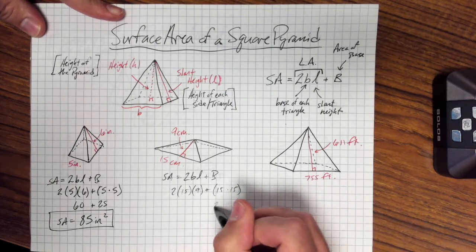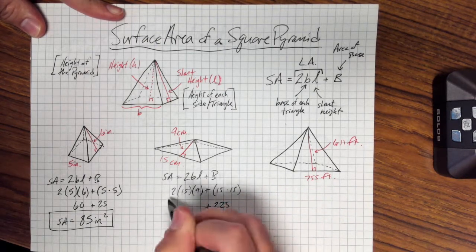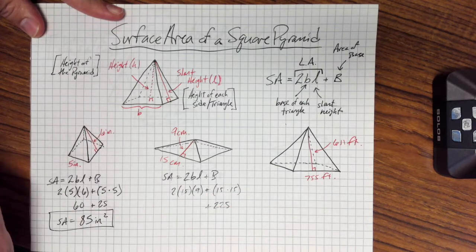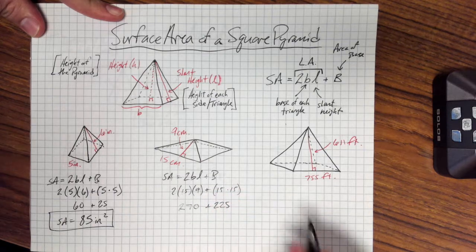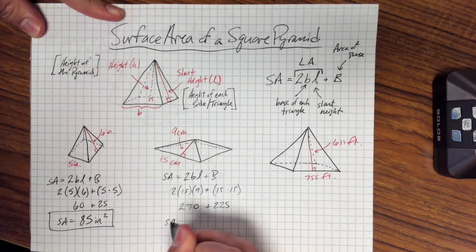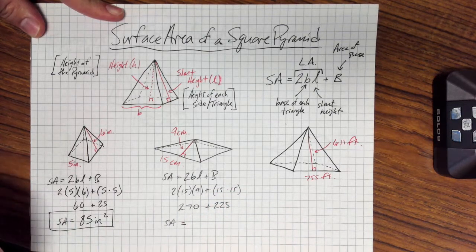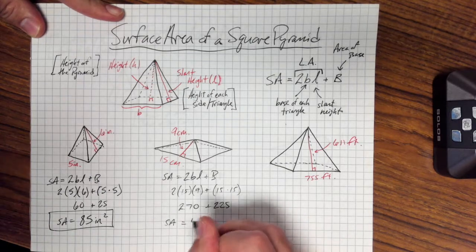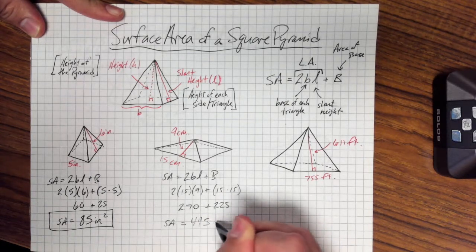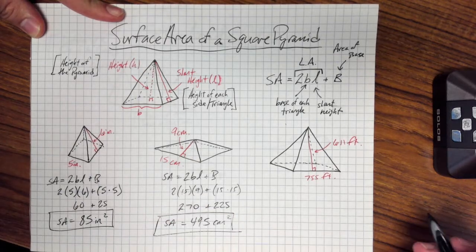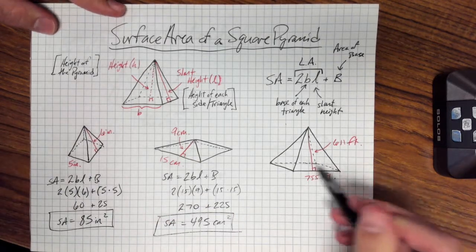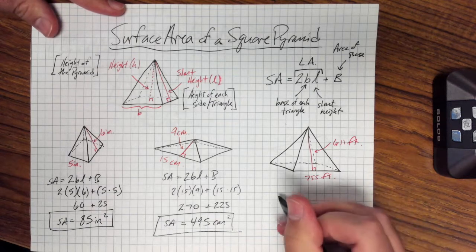So 15 times 15 is 225. 2 times 15 is 30. And then 30 times 9 would be 270. And now we're going to add that up. 270 plus 225 would be 495 square centimeters.